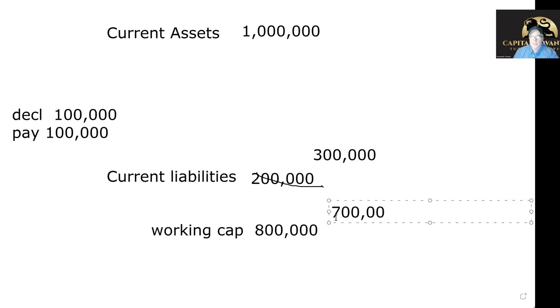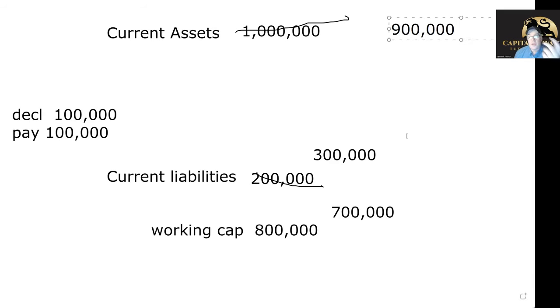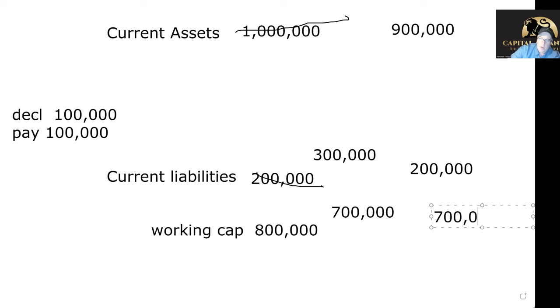Now watch the magic here. Once we pay the dividend, we pay it out of our current assets. So this is going to go down. We paid out 100, so it's going to go down to 900 grand. So our new current assets is 900,000. But now we don't owe the 100 on the dividends anymore, so our current liabilities go back down to 200,000. Well, look at that. It stays the same. So paying the dividend doesn't affect working capital and net worth.